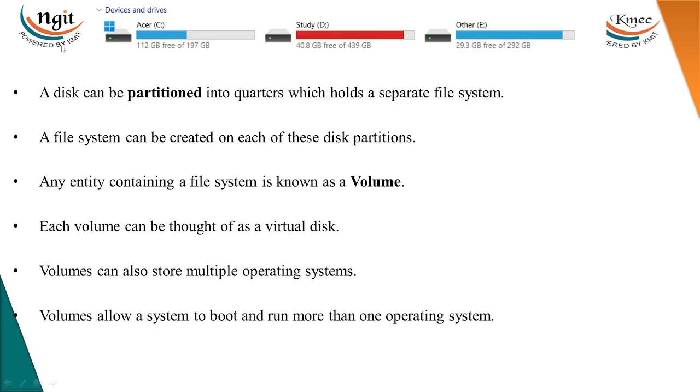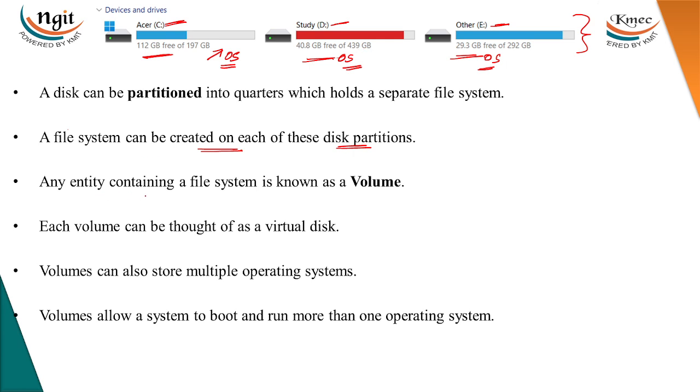We can divide the entire space of a disk into different partitions. Here, we have divided the entire magnetic disk into three parts, named C, D, E. A file system can be created on each of these disk partitions. That means we can install an operating system on each of these partitions, so we can install three operating systems.